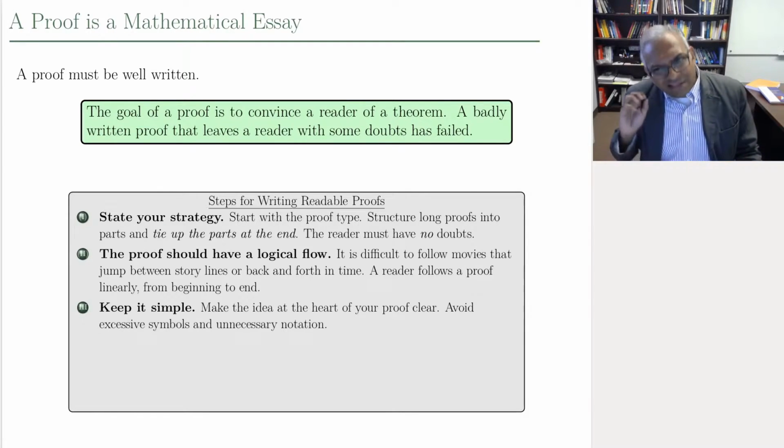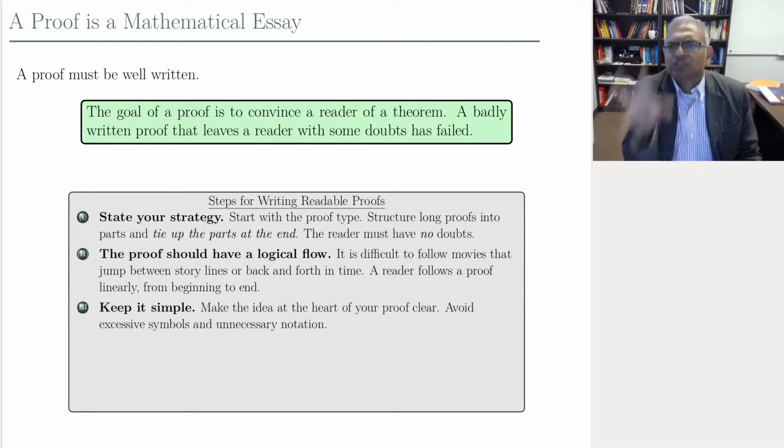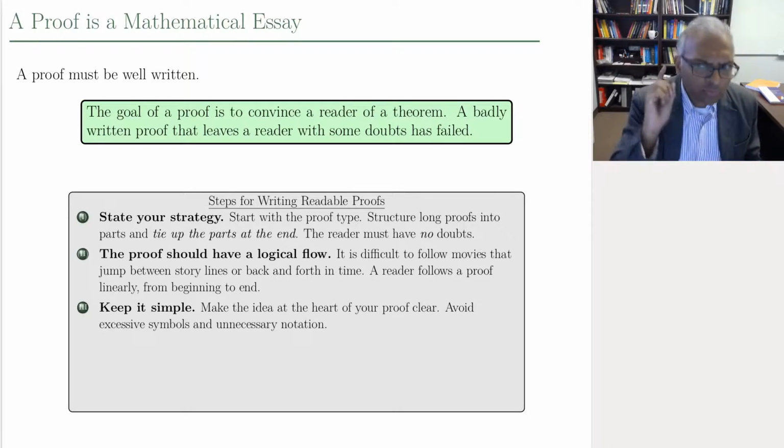And don't try to make things overly complicated. Keep it simple. Your proof has some key idea that should be clear. So avoid unnecessary notation, avoid excessive symbols. Don't try to show off in your proof. Your proof must convince, must leave the reader with no doubts.